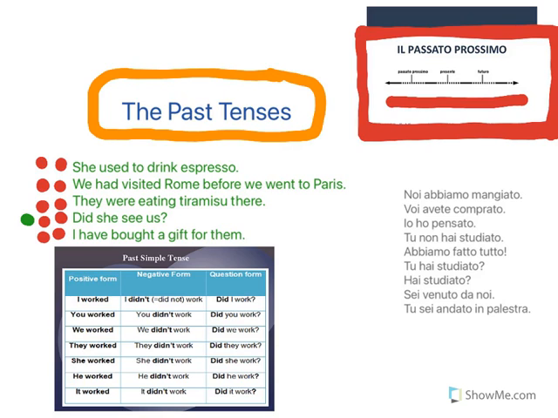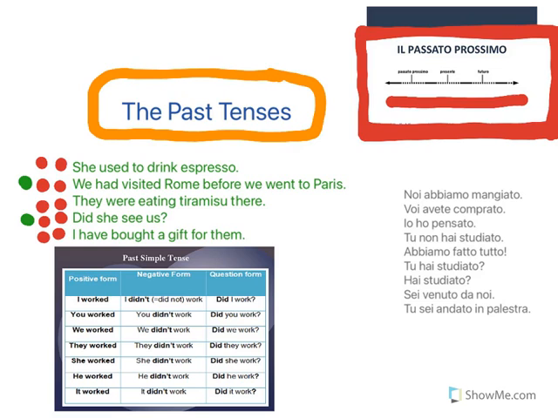First of all, you need to remember that this is the tense that emphasizes the beginning or the end of the action that happened in the past. So "used to" is not the same because it emphasizes the duration of the action that was going on in the past. If we see the second one, "we had visited Rome before we went to Paris", it is emphasizing the past before the past. Before we went to Paris, we had done something else.